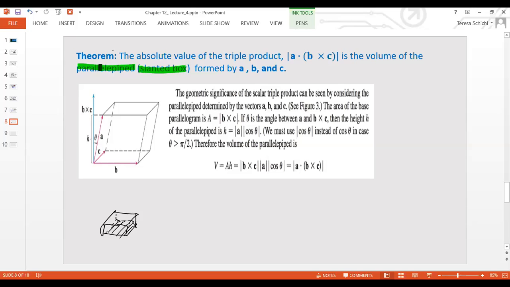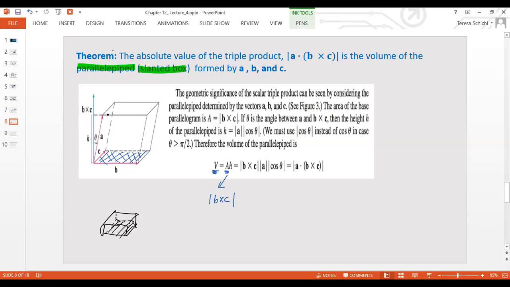Then we do the same way. The volume is always the area times the height. The area we proved previously is B cross C, the area of the parallelogram spanned by the two vectors B and C. And now I need the height.